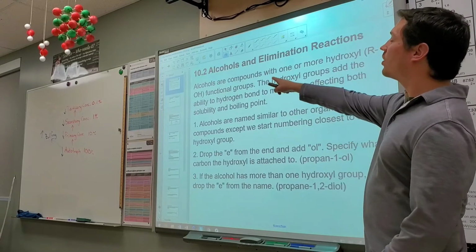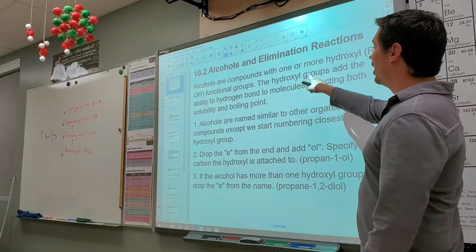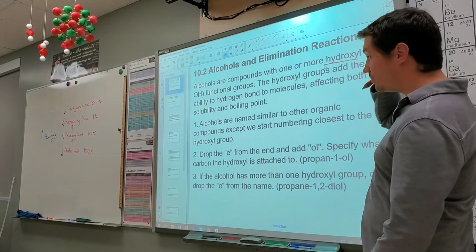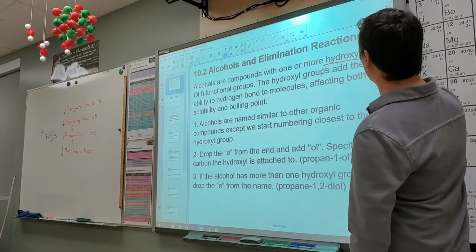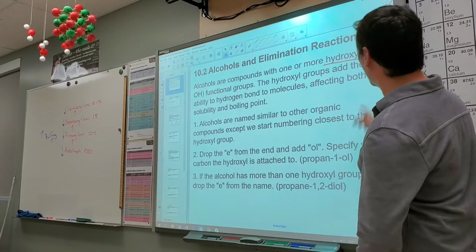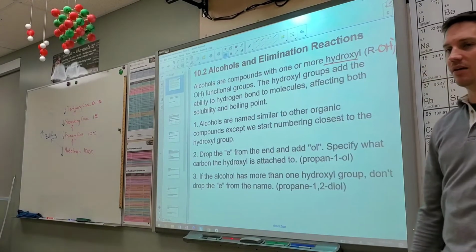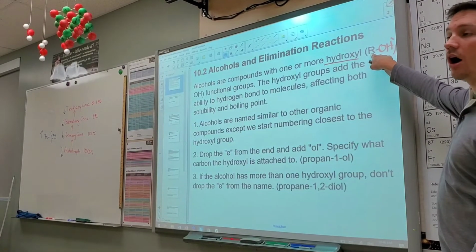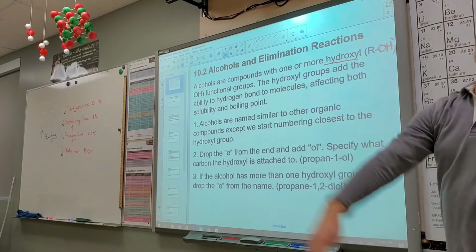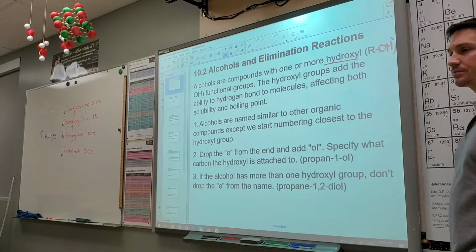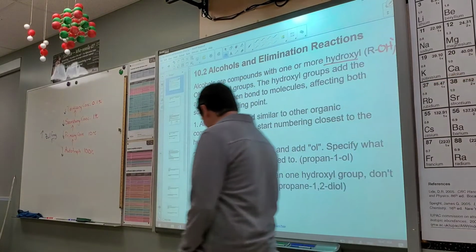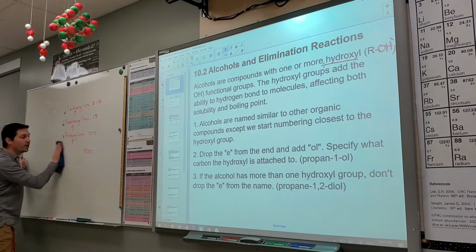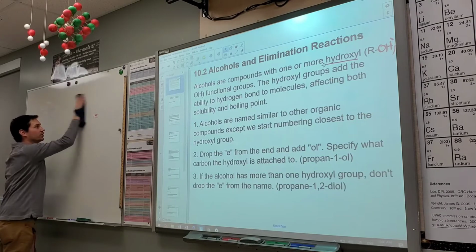Okay? Alcohols are compounds with 1 or more hydroxyl groups. It's an ROH, where R represents any hydrocarbon at all. So the OH is attached to a carbon, and then that carbon is attached to a bunch of other stuff. So for example, I'm going to draw a chemical, and I want you to tell me yes or no, does it have a hydroxyl group on it?